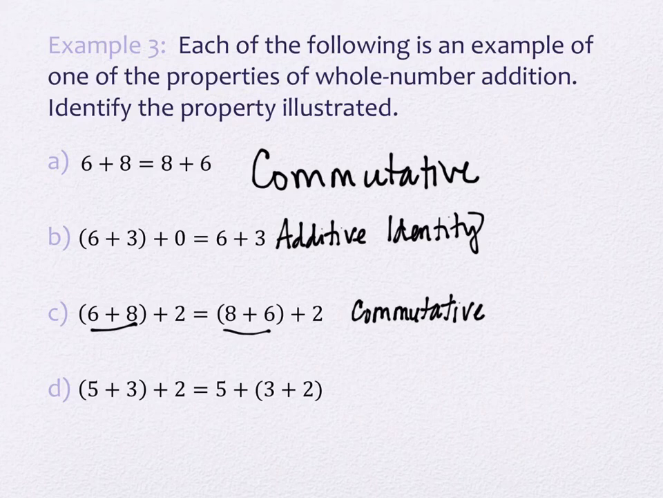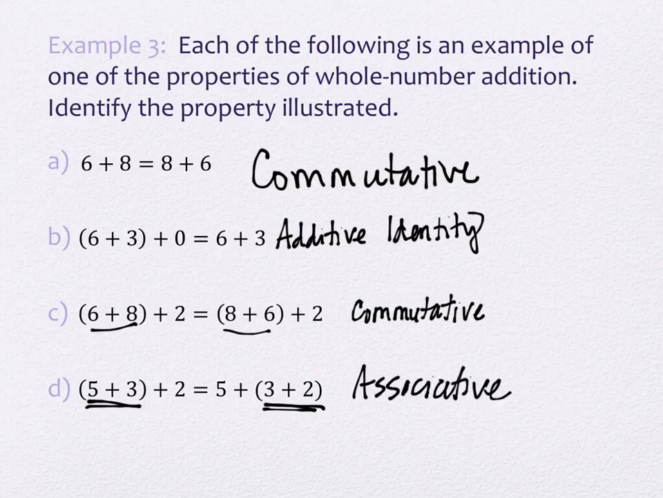How about D? That one's associative. So the numbers that are in the set, like the 532, are the same. The order is the same, 532, 532. But what's inside the parentheses changes. This one's 5 plus 3, and this one's 3 plus 2. So that is actually the associative property. All right, we will finish section 3.2 on Monday.